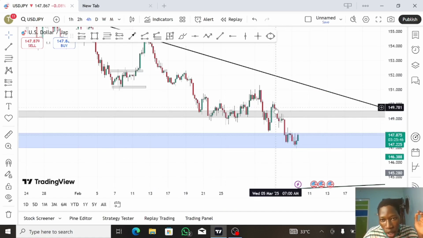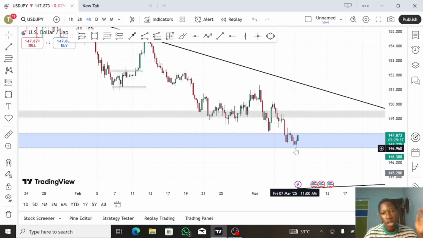Let's see how long this trade would have even taken, right? So from Wednesday, the 5th of March, down to Friday, which is today. So you'd have closed your trade today, this morning. So probably like 2 days. That's one thing about swing trading, right?